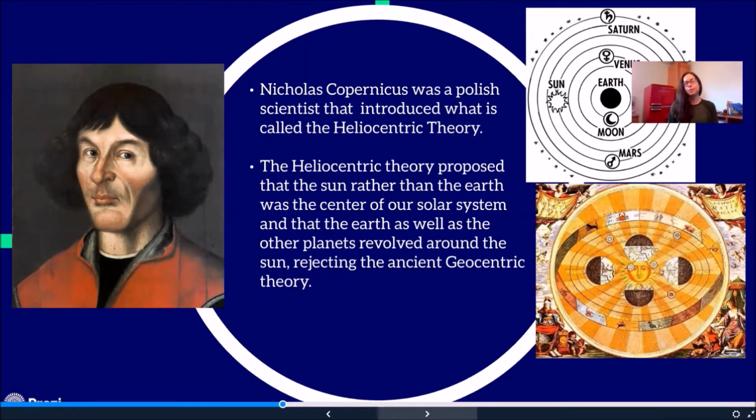So Nicholas Copernicus was a Polish scientist that introduced the heliocentric theory, which proposed that it was the sun rather than the earth that was the center of our solar system, and that the earth revolved around it as well as other planets. This rejected the ancient geocentric theory, geo meaning the earth, saying that the earth was the center of the universe.